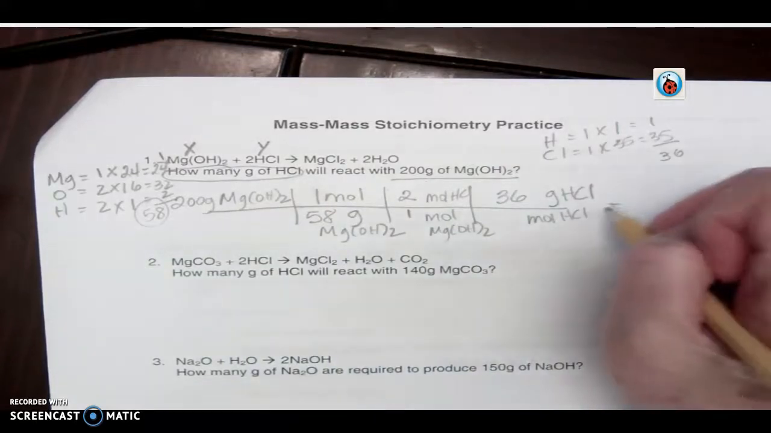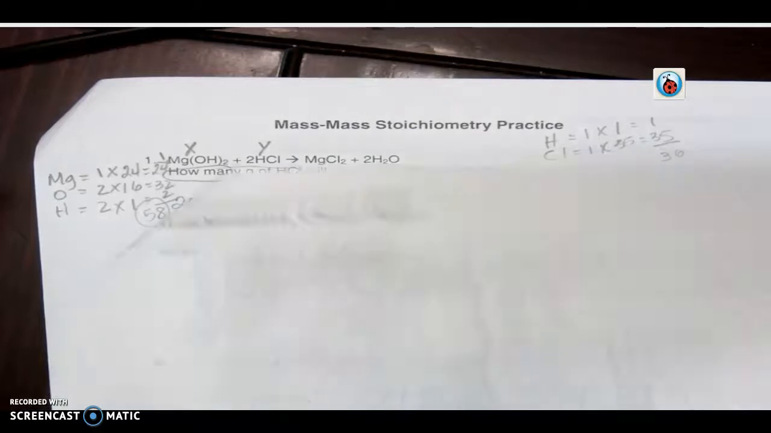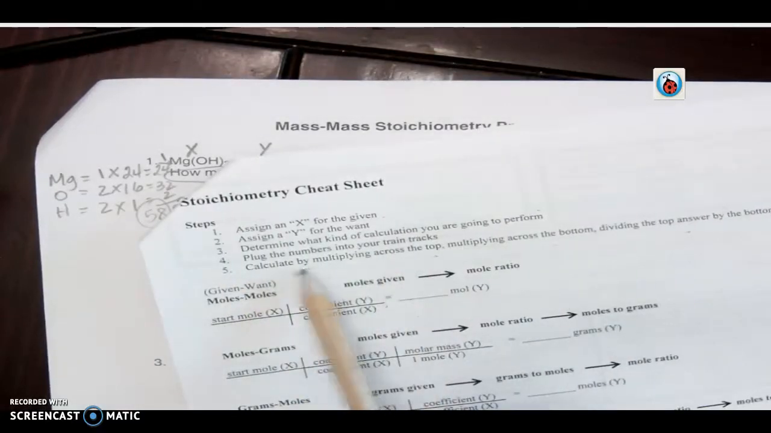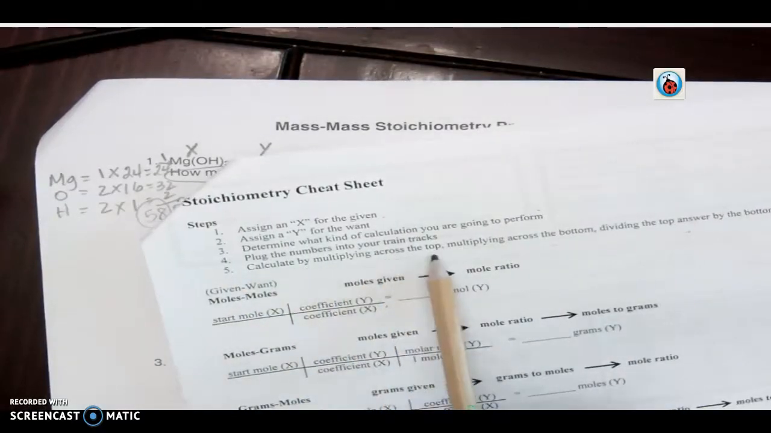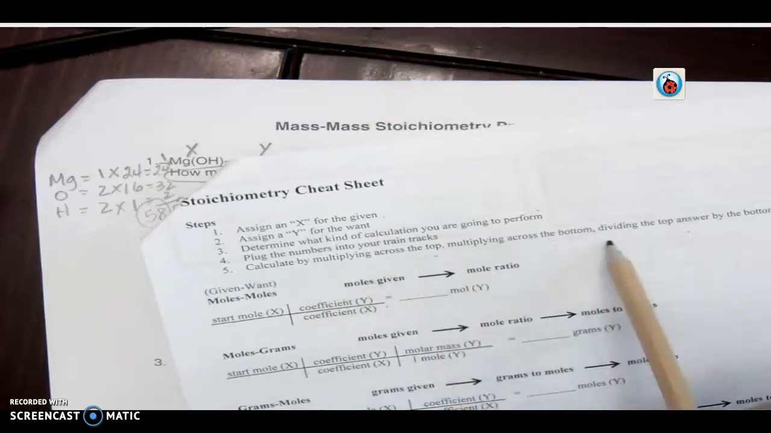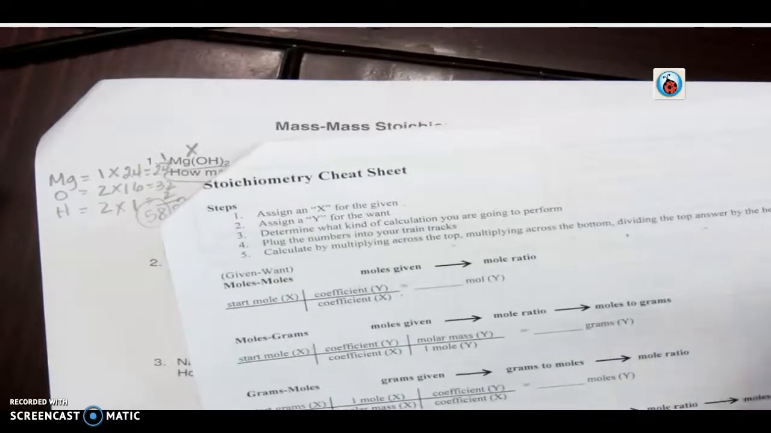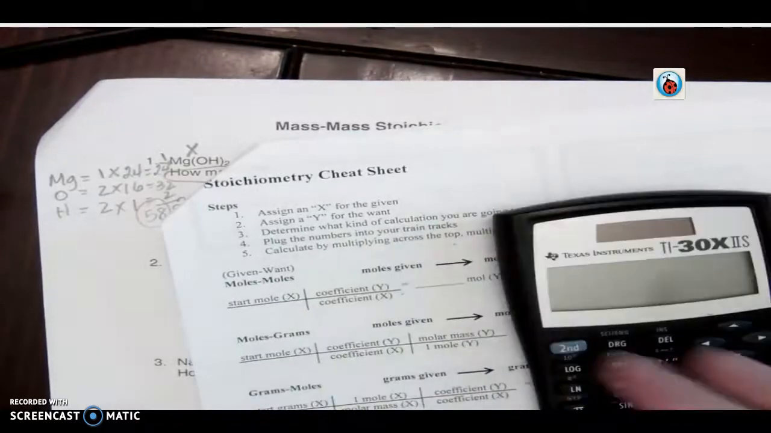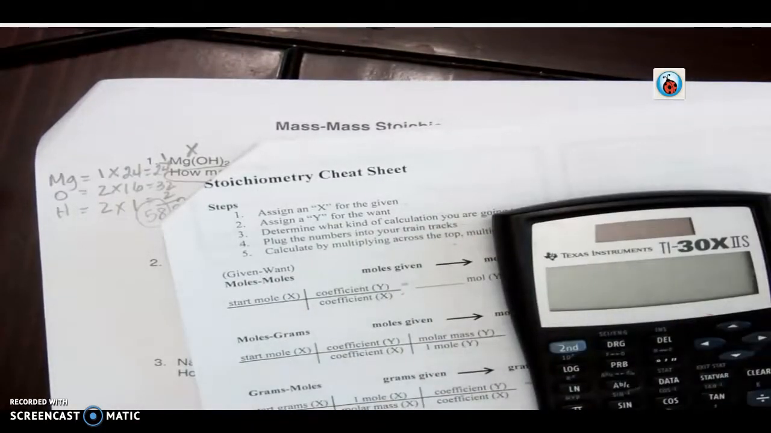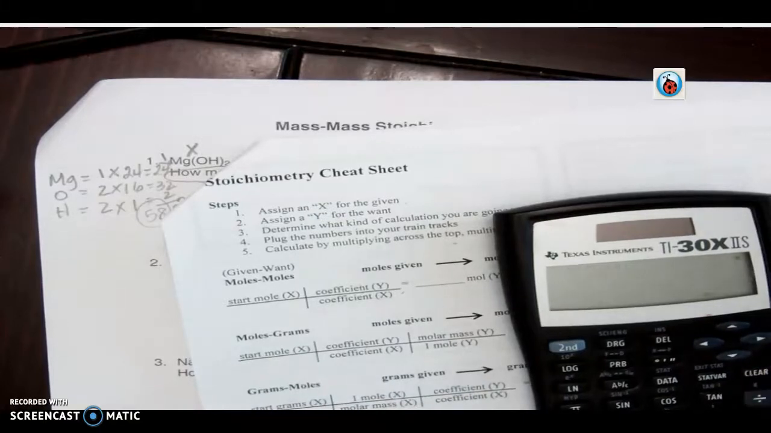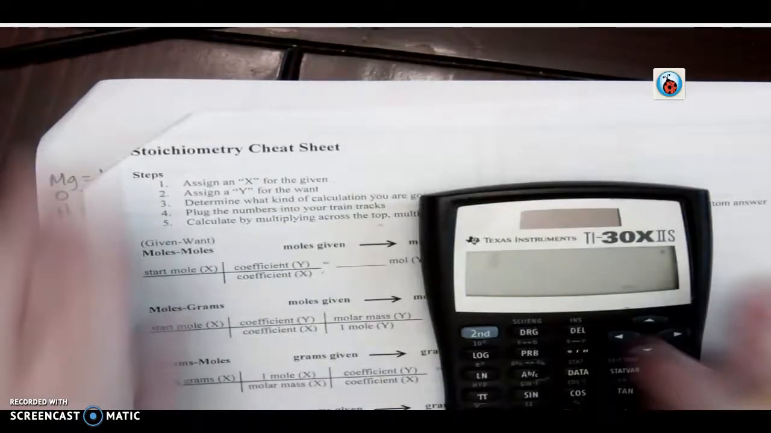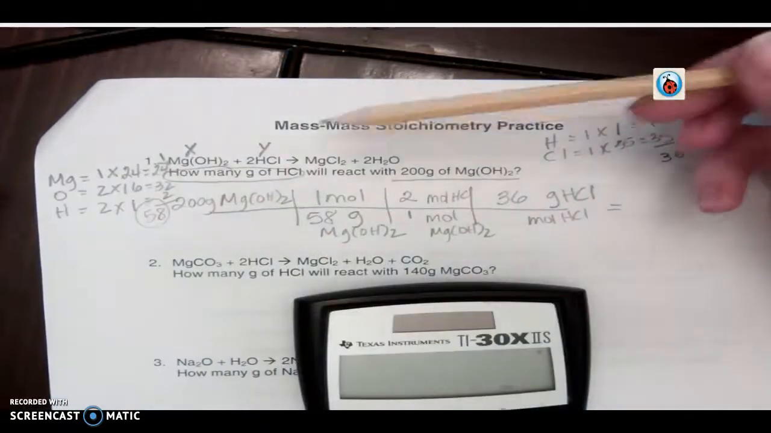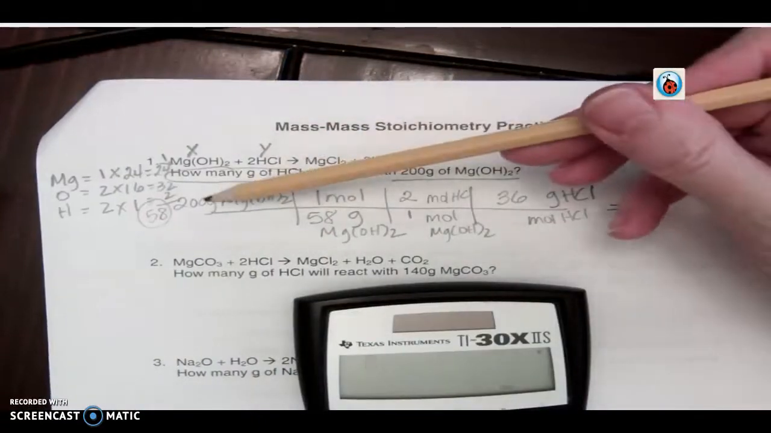We've got our setup. Now that we've plugged all our numbers in, what do we do? We calculate by multiplying across the top, multiplying across the bottom, and dividing the top answer by the bottom answer. So grab a calculator. I'm going to use one of these old calculators. So if you're at home, you can just use an old calculator. Use your phone. We don't need anything special for this. Okay, so let's multiply across the top.